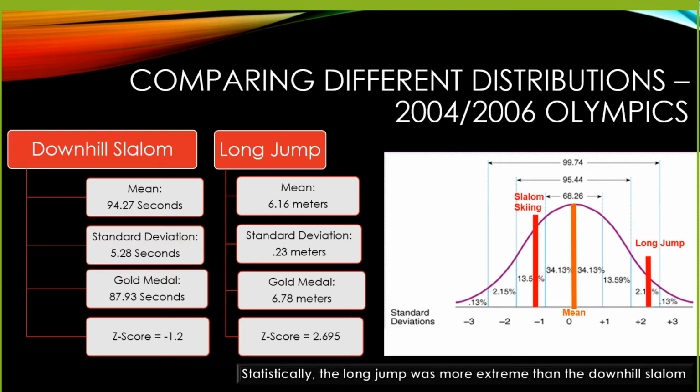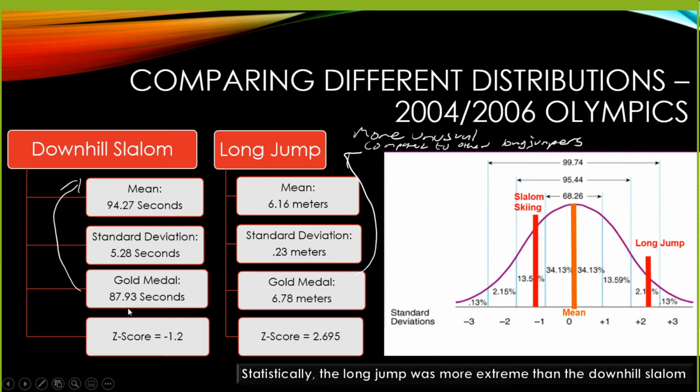We're on the right track. So what it means is, compared to other long jumpers, the person who got the gold medal for the long jump, their score was more unusually good for long jumping than the gold medalist was for the downhill slalom. More unusual compared to other long jumpers than the downhill slalom's gold medalist was compared to downhill slalomists, other skiers. So they were both really good. These are the best in the world in their sports. But because the long jumper was so much better compared to other long jumping scores, his z-score is more extreme.